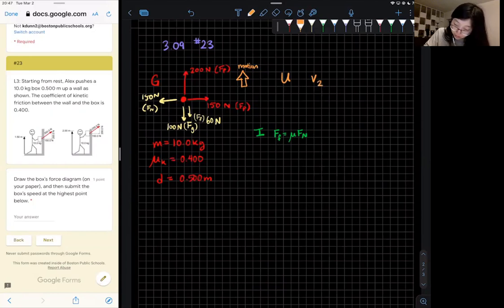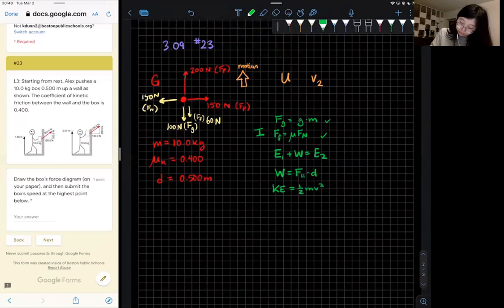Okay, let me write down some other tools that I haven't gotten to yet. There's E1 plus W is E2. We've kind of used that F of gravity is g times m, and we've used that friction is mu times Fn. We can also use that work is F parallel times displacement, and we can use that kinetic energy is 1/2 mv squared. So those will all be helpful. There might be some other ones that come up.